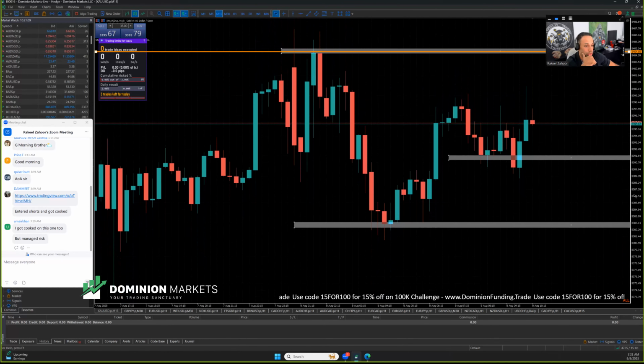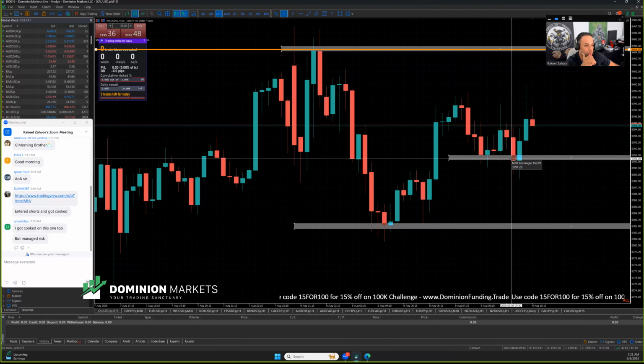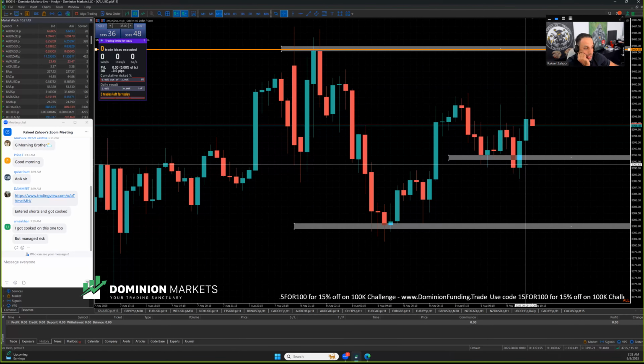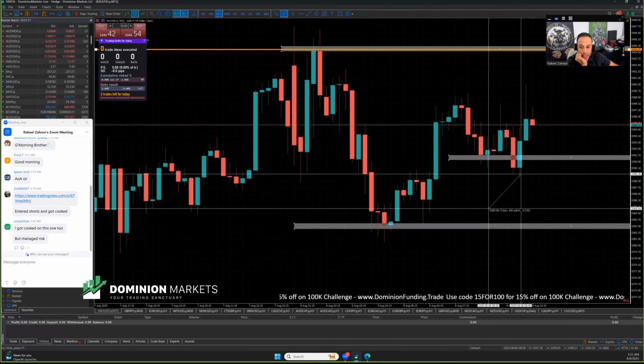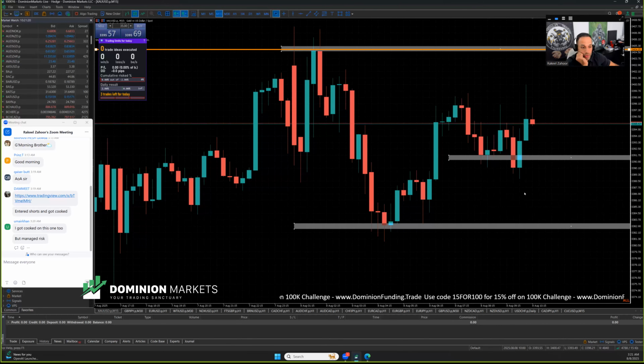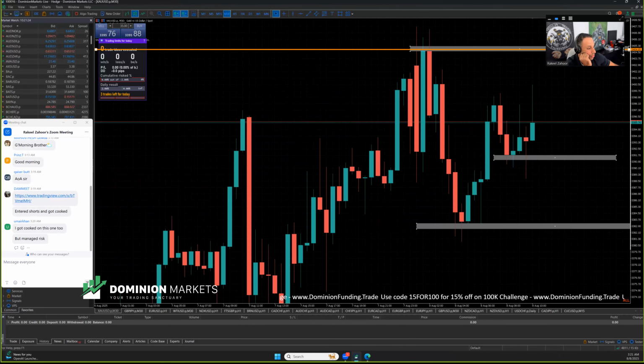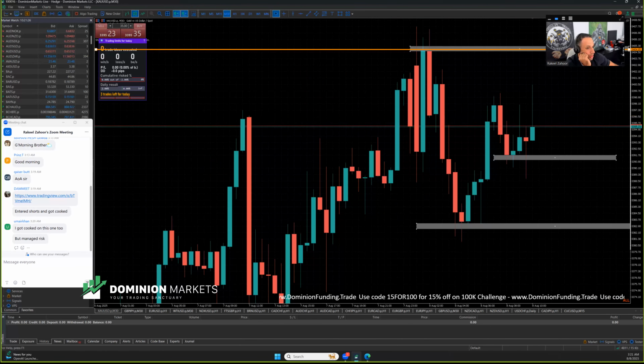To be honest, it looked good because we had a support, a candle broke and closed below support, and if we're breaking below this low, we should continue to push down. But then the only thing you could have done over here was to manage risk. That's it. That's the only thing you could have done, to be honest.